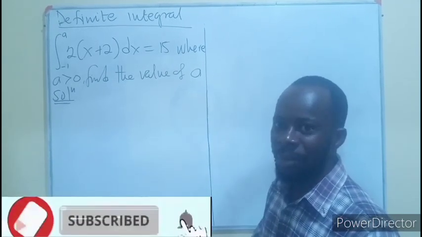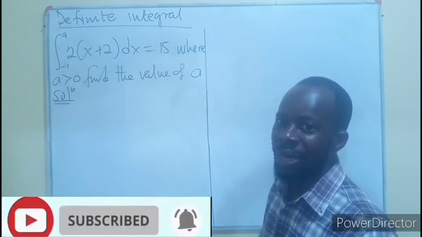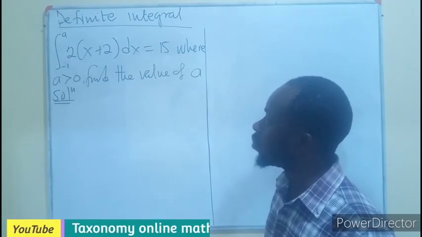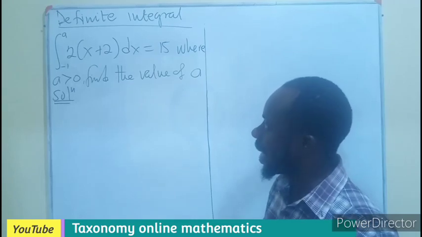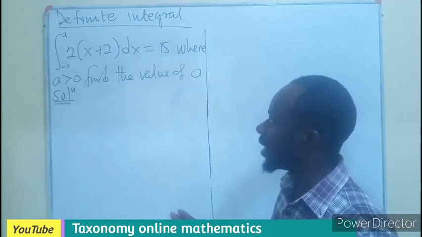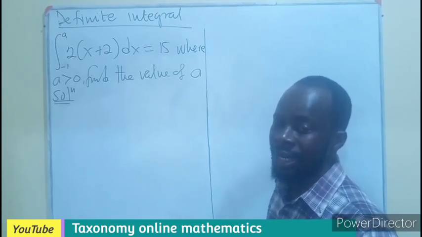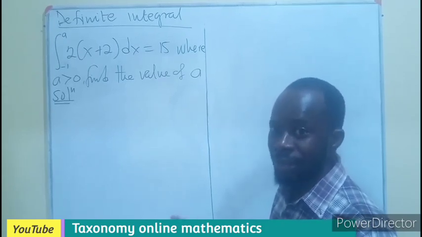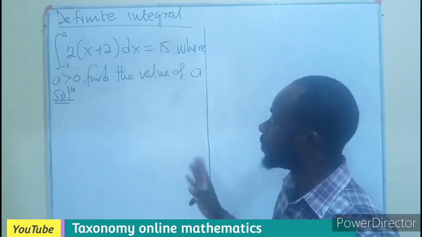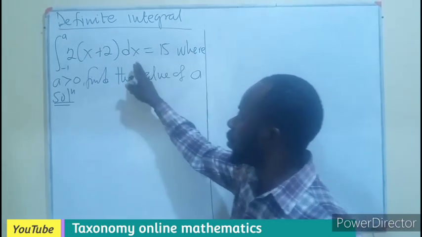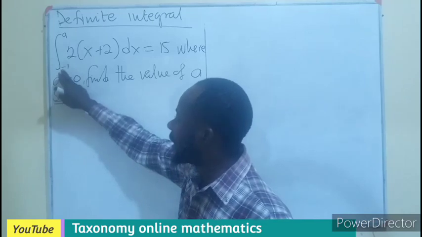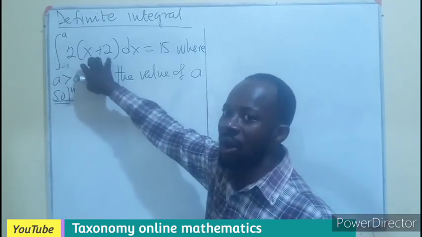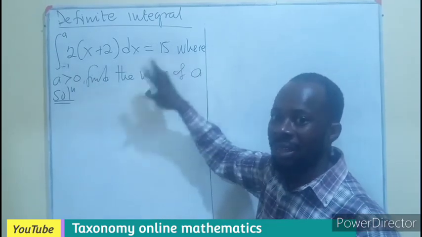The lower limit and the upper limit are provided, but the upper limit is in alphabet. So we have to integrate from -1 to a of (x + 2)^2 dx equals 15. Then the condition provided for a is that a must be more than 0, meaning it must be a positive number. So in finding this, we just need to put in the lower and the upper limit into the integral of this to see if we can get 15. That's the meaning of this.